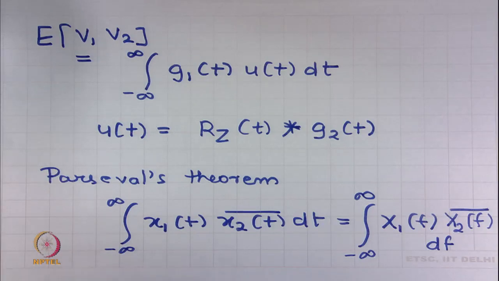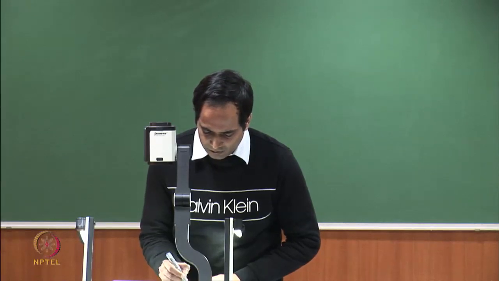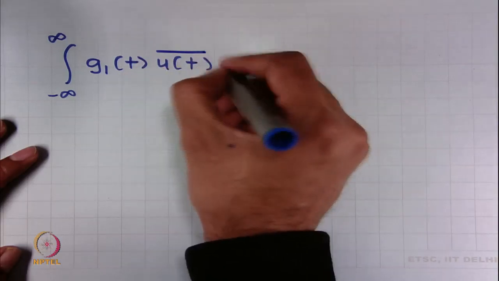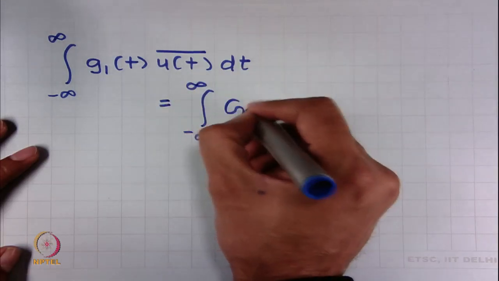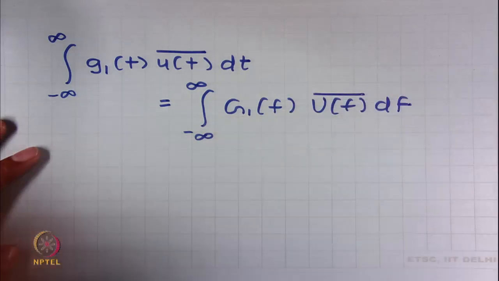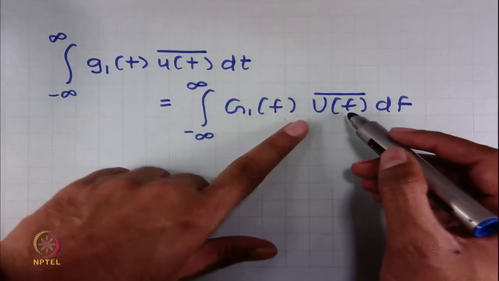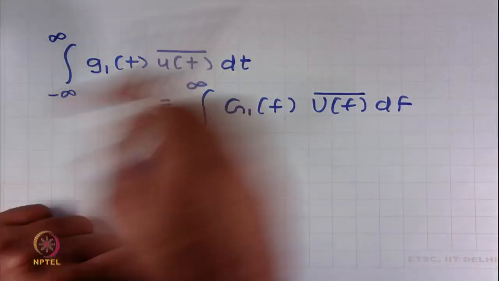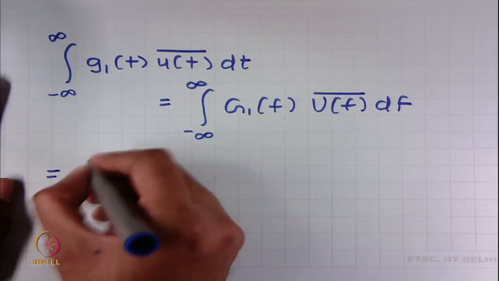So, using Parseval's theorem I can write that the integral of g1 of t u of t conjugate dt is nothing but the integral of G1 of f U of f conjugate df, and as expected G1 of f is the Fourier transform of g1 of t and U of f is the Fourier transform of u of t. As u of t is a real signal, it does not matter whether you take a conjugate or not. So, this is the same as this.